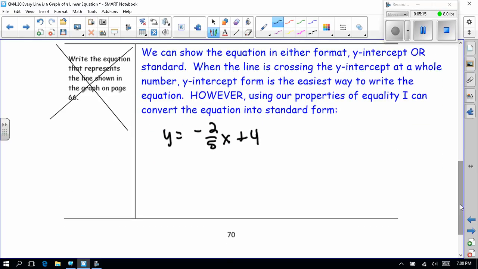If I want to put this into standard form, where we have ax plus by equals c, that means I want my x term on the other side of the equal sign, and I want just my 4 alone. How would I do that? What's the opposite of negative 2/5 x? It would be positive 2/5 x.